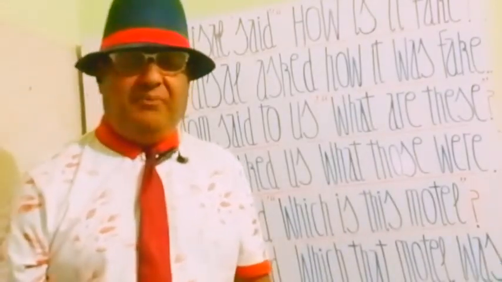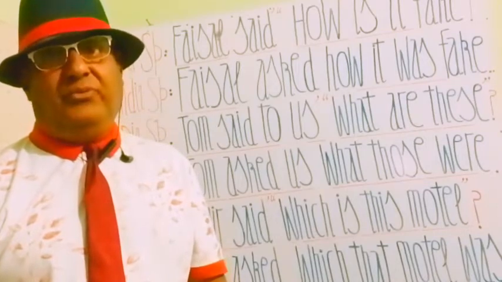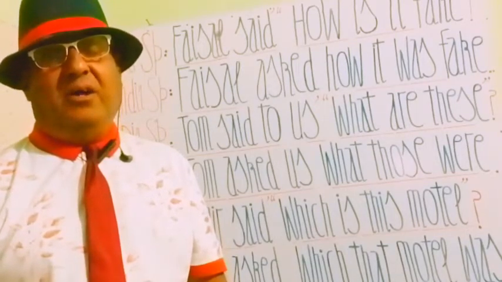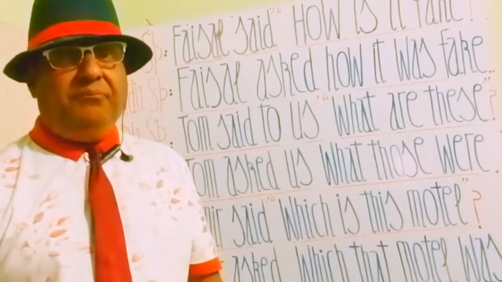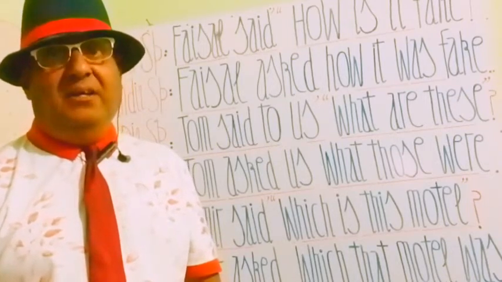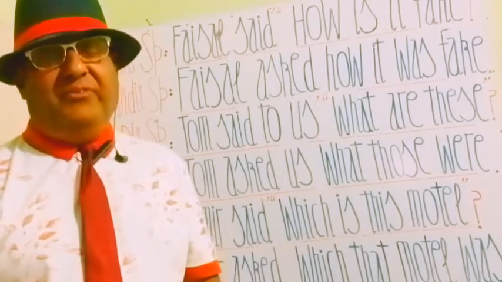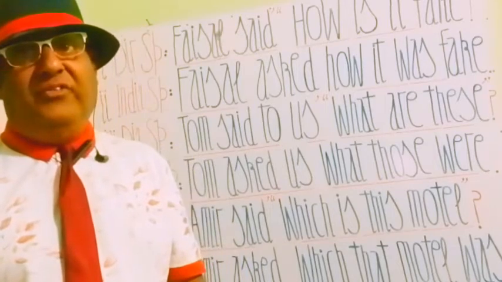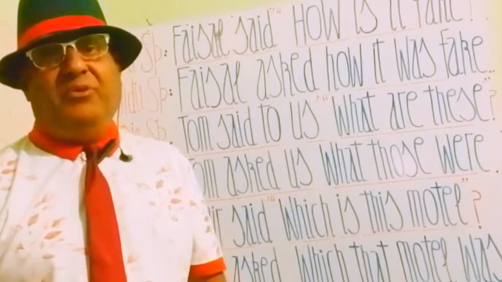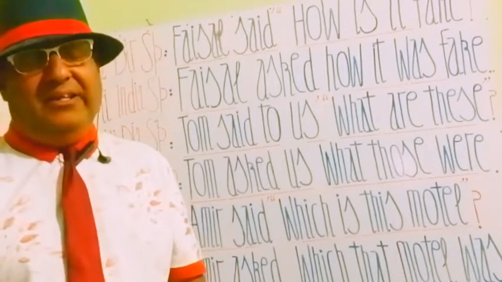माय स्टूडेंट्स, आपने देखा कि डायरेक्ट स्पीच में प्रायः गुफ्तगू में एक और खूबसूरत स्टेटमेंट. Amir said, आमिर ने कहा, which is this motel, inverted comma, close interrogative sign. ये कौन सा होटल है, ये कौन सी खाने की या रहने की जगह है.